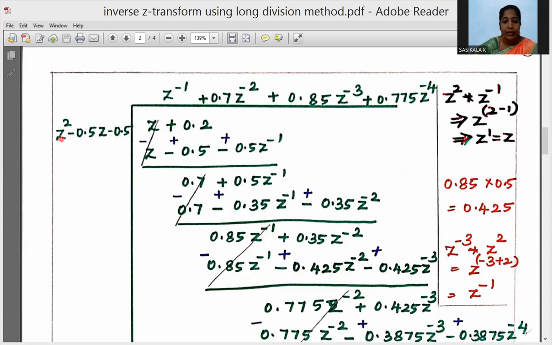Okay, only then you will be getting, see, listen, if you multiply z power minus 3 into z square, you will be getting z power minus 3 plus 2. That is z inverse you will get. And since you will be having this 0.85, you have to include this coefficient 0.85 z power minus 3. Now just multiply this 0.85 z power minus 3 with this value. So 0.85 z power minus 3 into z square will give you 0.85 z power minus 1.